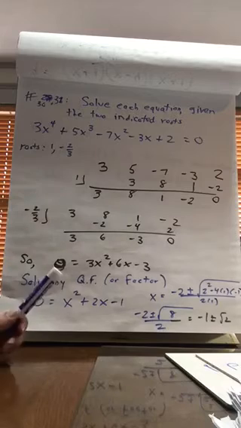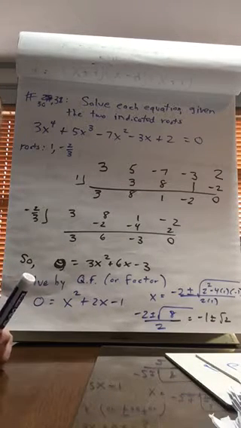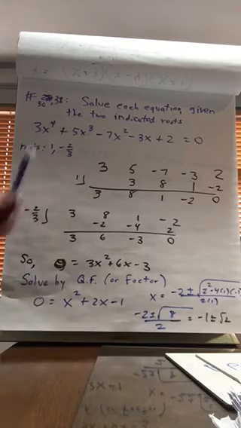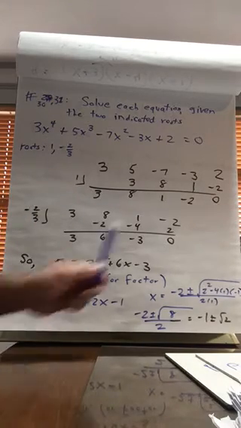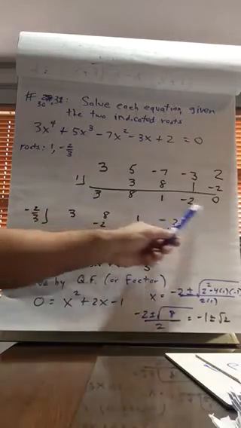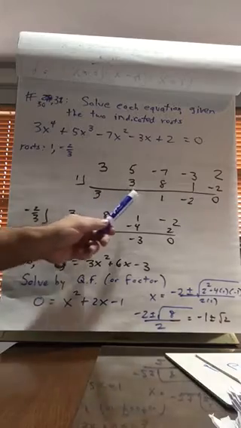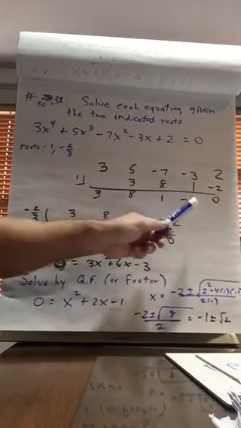So if those are roots, that means we can run them through the synthetic division. It should get 0 at the end. Because if one's a root, x minus 1's a factor, so this should come out 0. So run 1 through the machine. Boom, boom, boom, boom. We get 0 like we expect. So now we have 3x cubed plus 8x squared plus x minus 2.